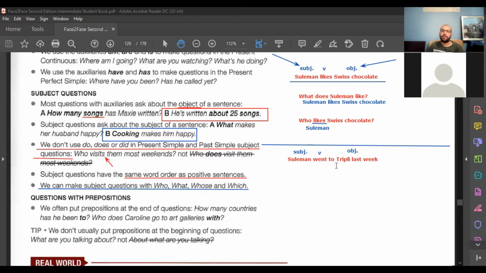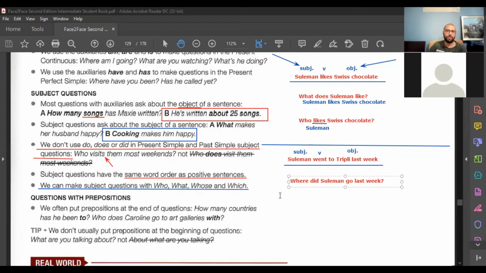Now, can you make a normal question and a subject question? About this sentence? Where did Sulaiman go to last week? Excellent. Where, without to in the end. Can you repeat it again? Okay. Where did Sulaiman go? That's it. Last week. Correct. Where did Sulaiman go?